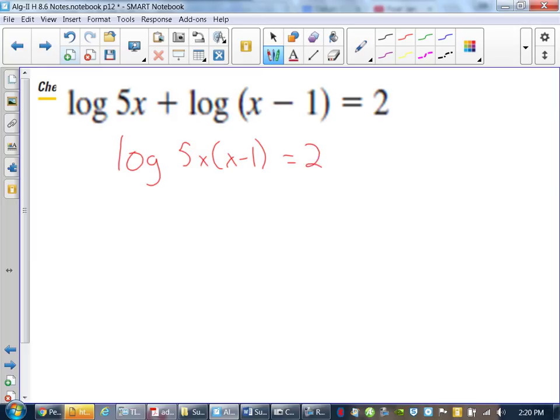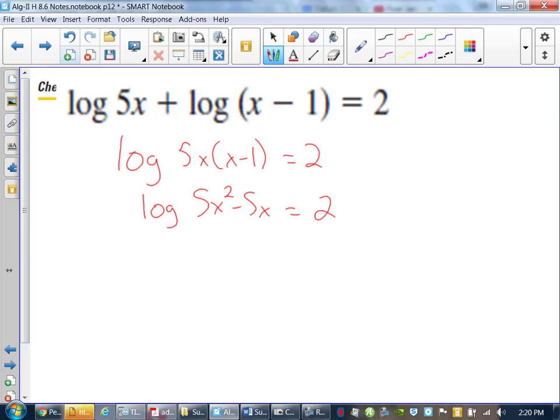Which means it's log of 5x squared minus 5x is 2. And if you want to do that first, instead of writing out that intermediate step, that's fine. But you're going to see a lot of having to condense log equations prior to doing anything.